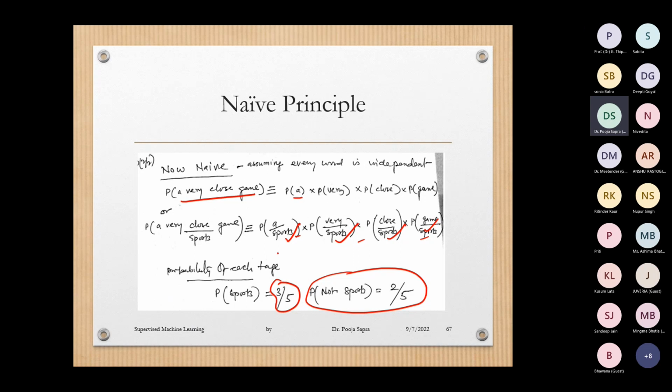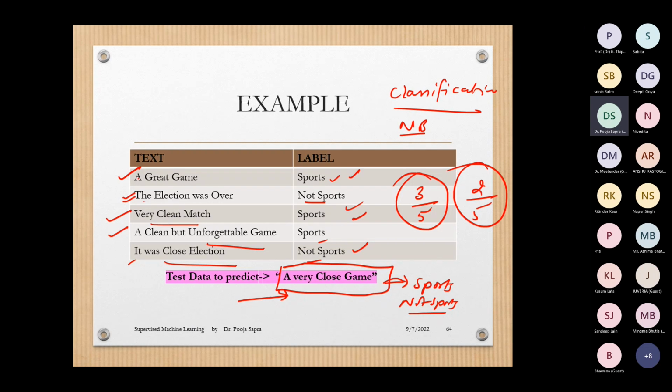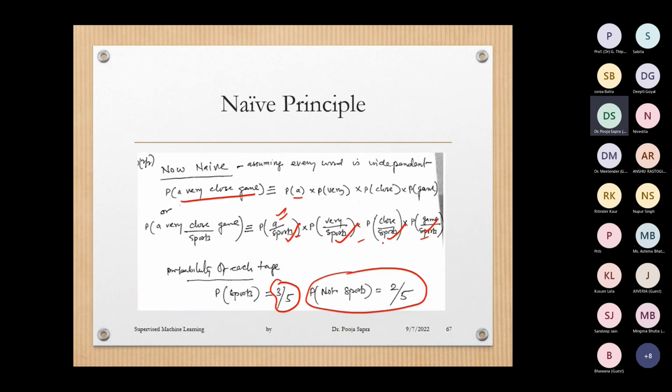Now, if I want to find out the probability of A given sports, what am I required to see? I need to check how many times A occurs in the sports category, right? There may be the case, just see, that one word is not there. For example, close is not in any of the sports statements, right? So this will become 0 and the answer will finally become 0. This is what we do not want, right?